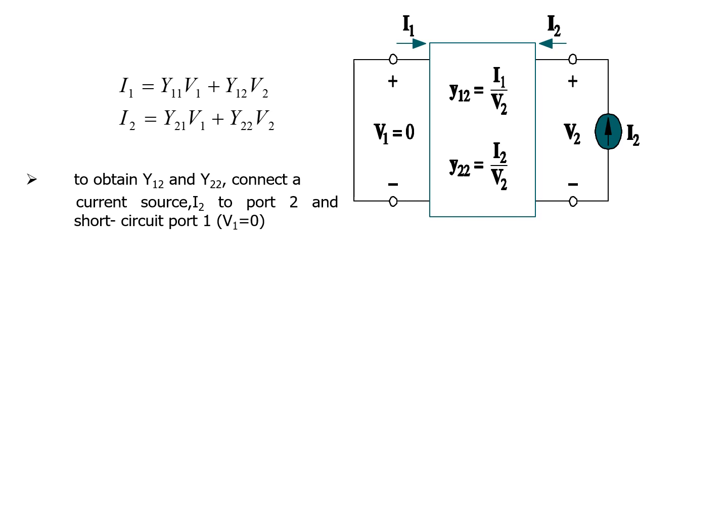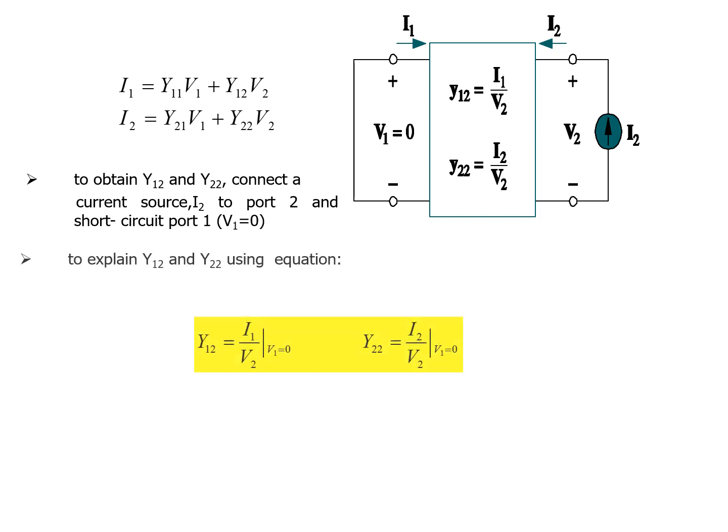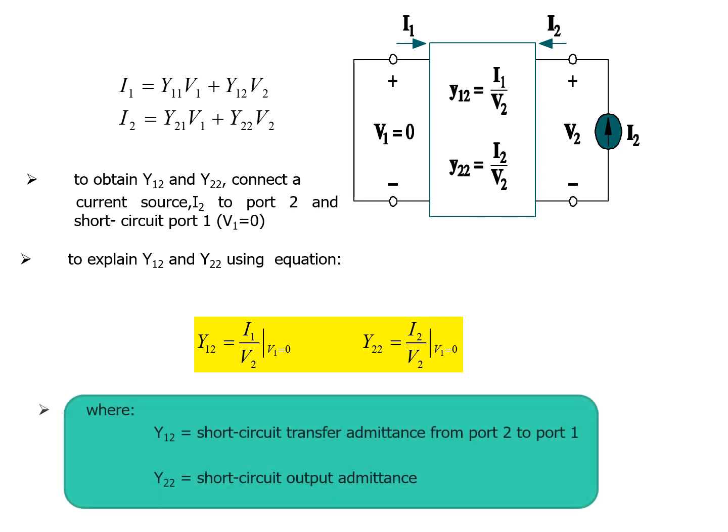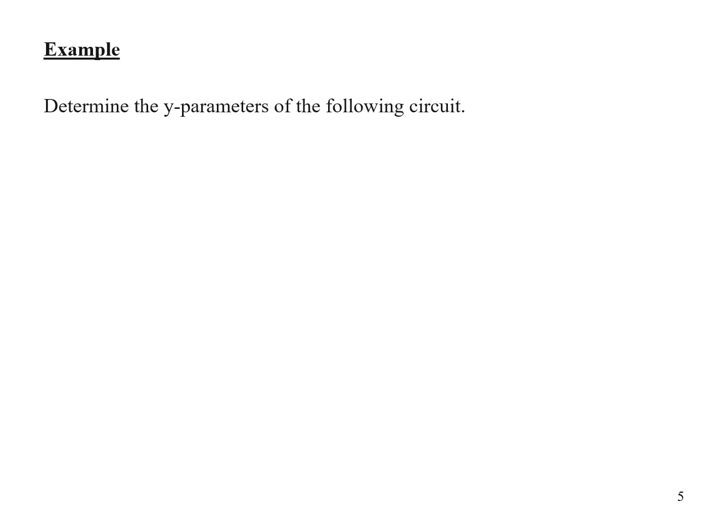So moving on, how do we solve for Y12 and Y22? We connect the current source to port 2 and we short circuit port 1 to get V1 equals 0. And we can obtain Y12, which is I1 over V2 at V1 equals 0, and Y22, which is I2 over V2 at V1 equals 0. Y12 is the short circuit transfer admittance from port 2 to port 1, and Y22 is the short circuit output admittance.